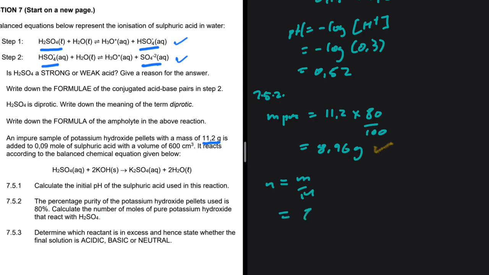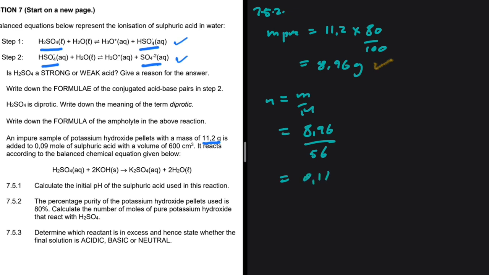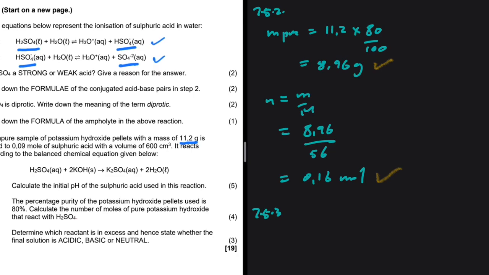The mass is 8.96. The molar mass of potassium hydroxide is 56. And if you put that in your calculator, you shall get 0.16 moles. So these are the number of moles of potassium hydroxide that react with H2SO4. Okay, 7.5.3. Determine which reactant is in excess and hence state whether the final solution is acidic, basic, or neutral.